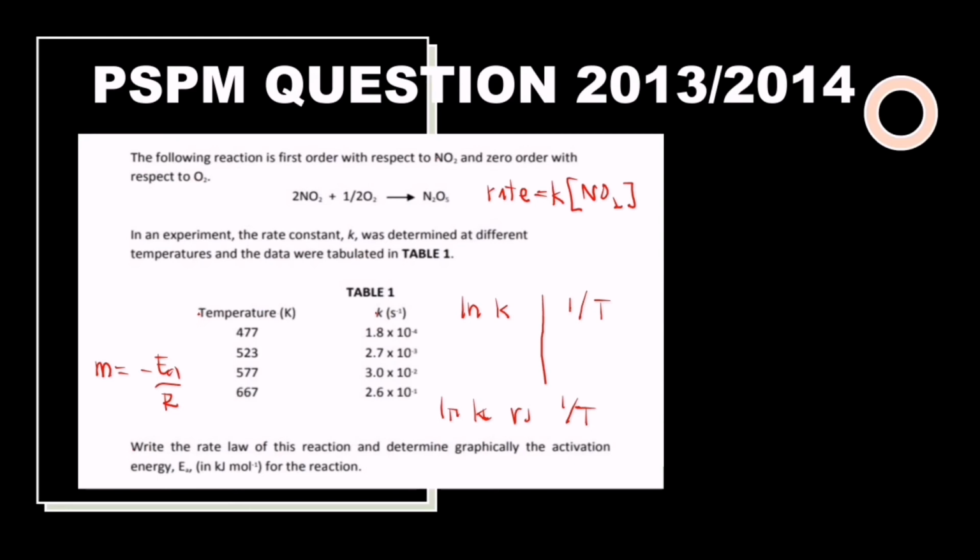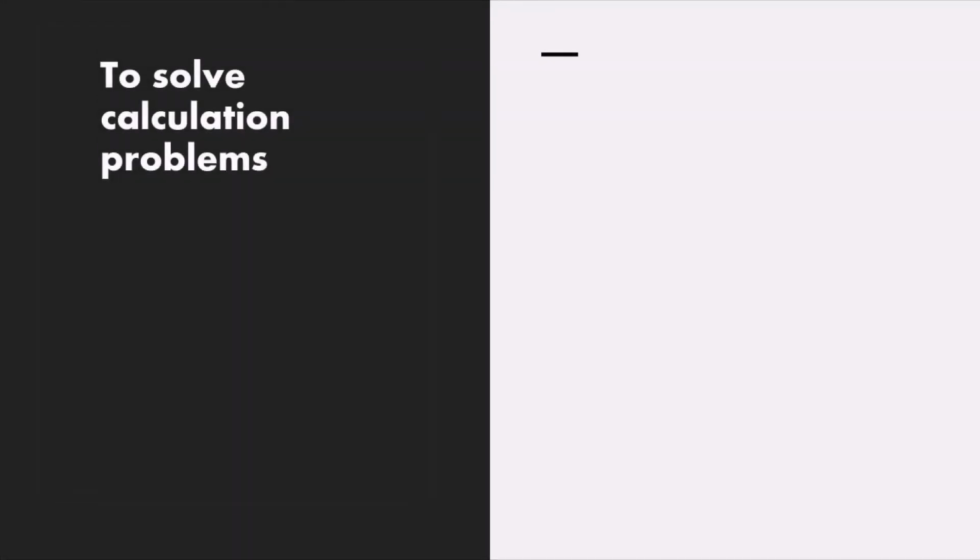So activation energy yang awak akan dapat kat sini nanti dalam unit joule per mole, sebab kat sini R dia 8.314 joule per mole per Kelvin. So you have to convert into kilojoule lah, sebab soalan minta dalam kilojoule. So itu untuk plotting graph. Next, to solve calculation problems.